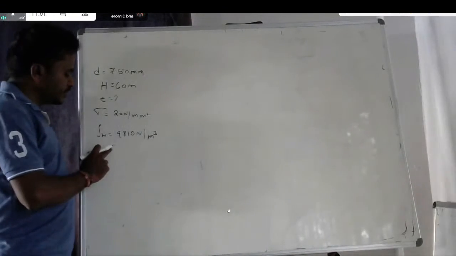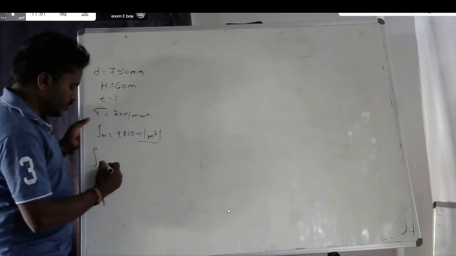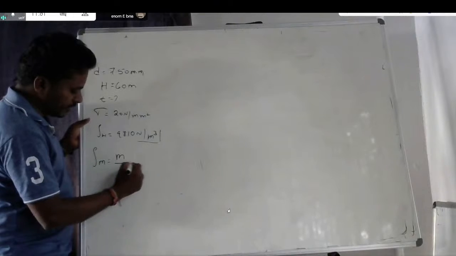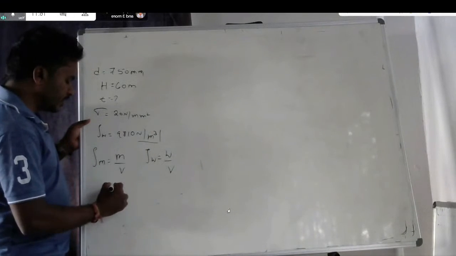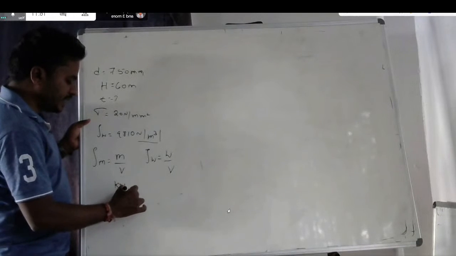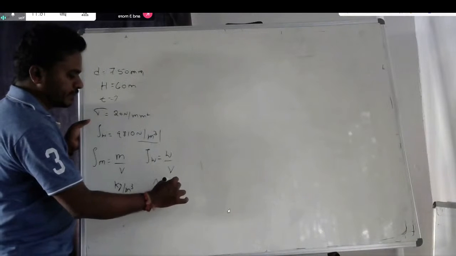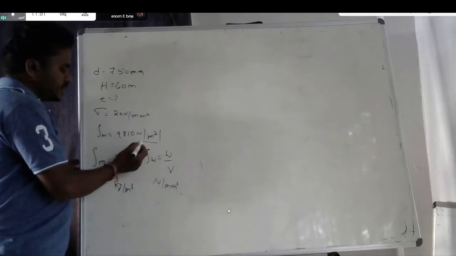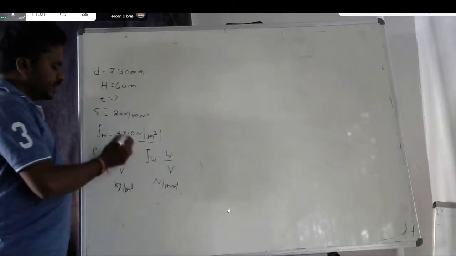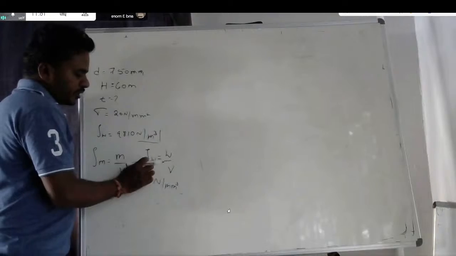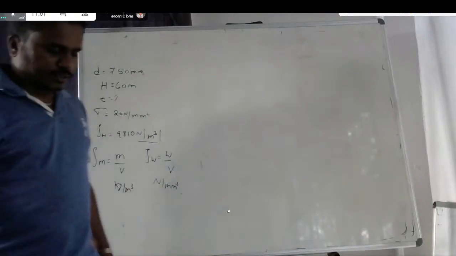How do we know this is weight density? By seeing the unit. There are two types of density, as we know. One is called mass density, that is mass per unit volume. One is called weight density, that is weight per unit volume. Mass per unit volume has unit kg per meter cube. This one is Newton per meter cube, weight density. So based on this unit, the given quantity is weight density, that is rho W equals W by V. Now we need to calculate the thickness.